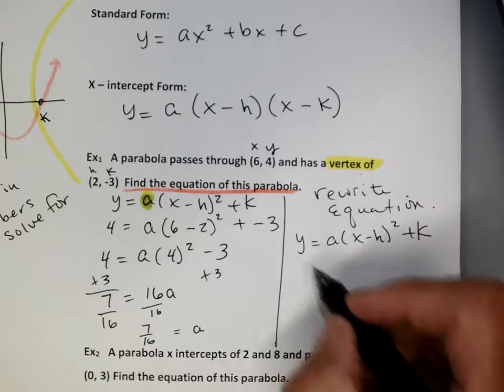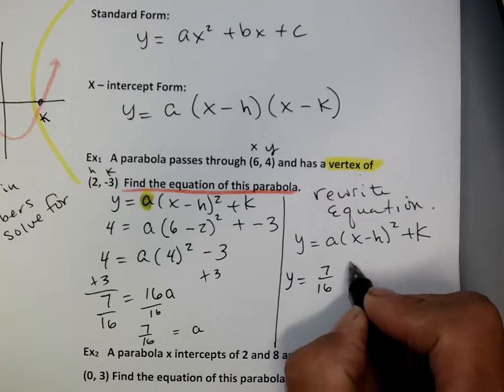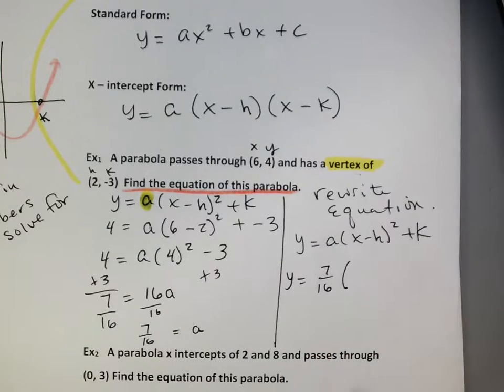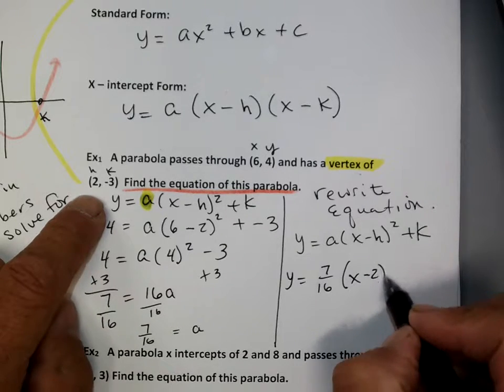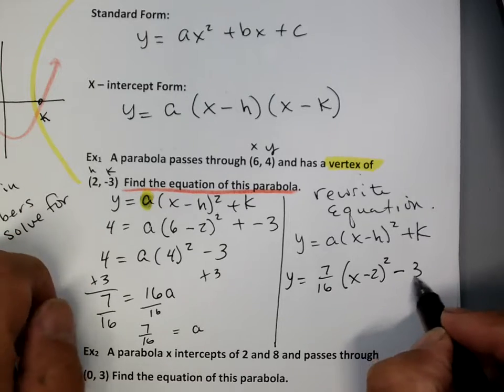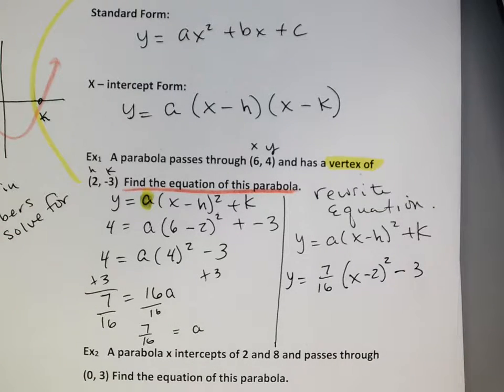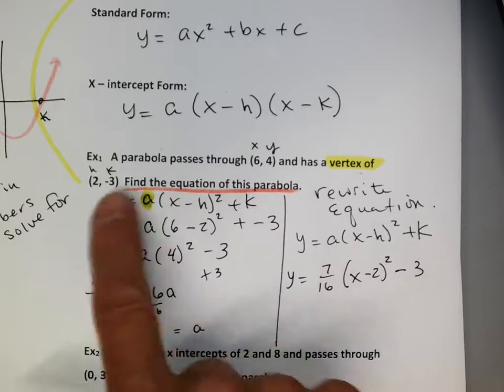So I'm going to rewrite it as Y equals 7/16, because that's A, right? Parentheses X minus H, which is minus 2 squared, plus K, which is plus a -3 or minus 3. There's my answer. This is the parabola that has that point with that vertex.